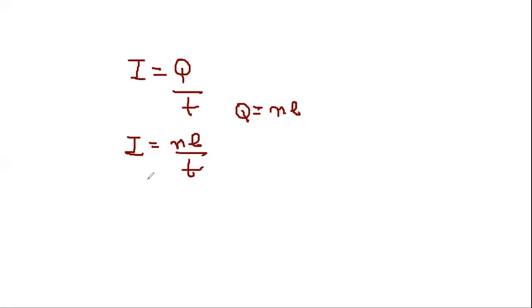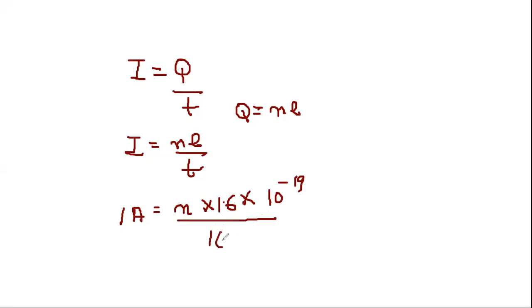So by putting all the values given here, we have given that the value of current is 1 ampere. We have to find the number of electrons. We know that the charge on one electron is roughly 1.6 multiplied by 10 power minus 19 coulombs. And the time given is 16 seconds.